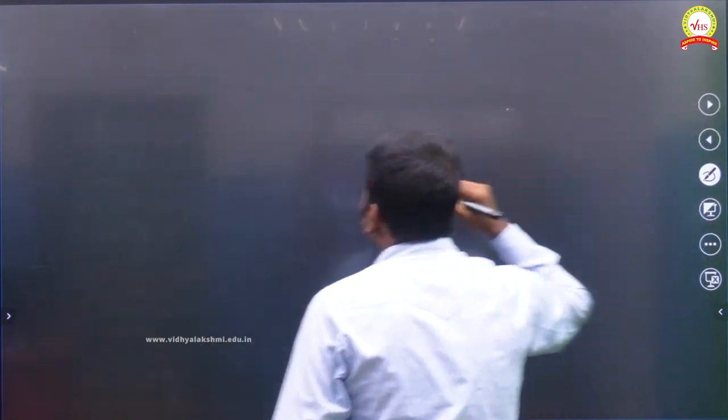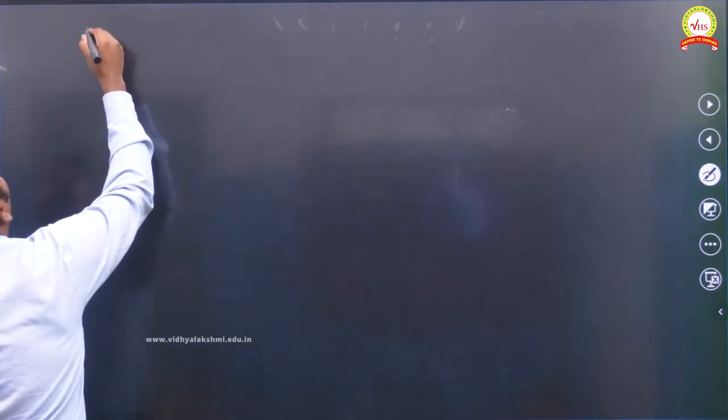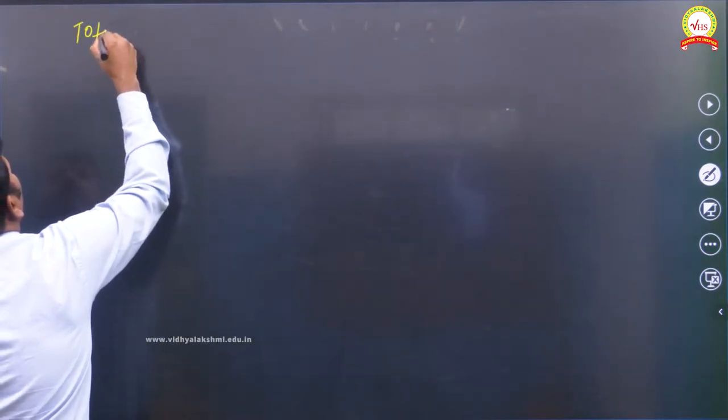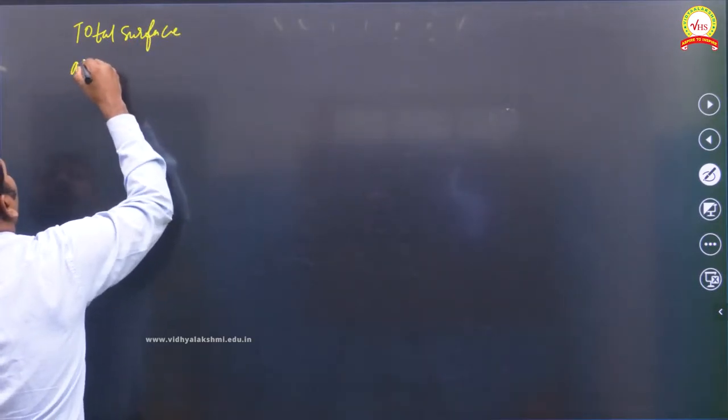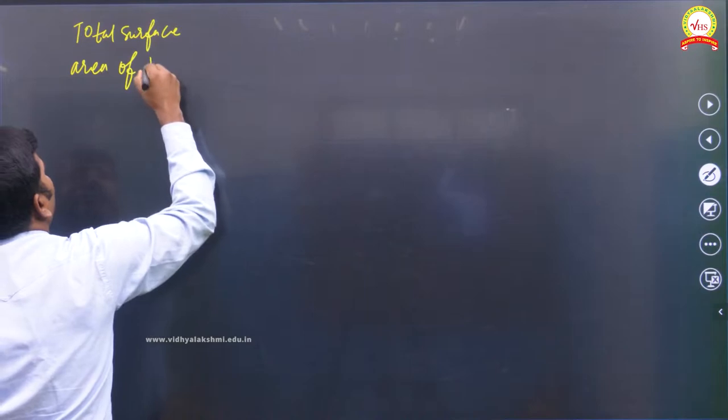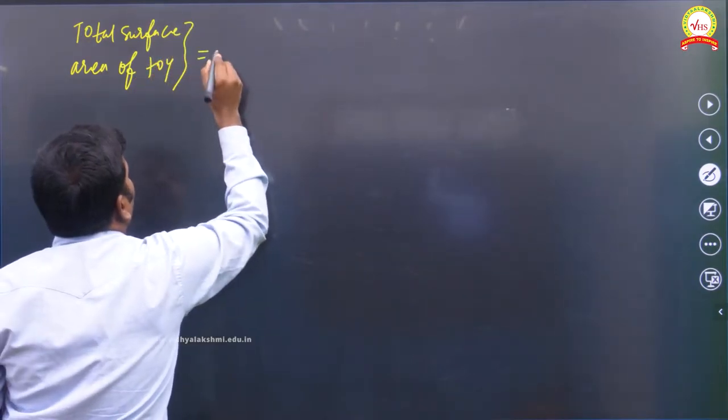Right. Next we are going. Just write here: total surface area of the toy.